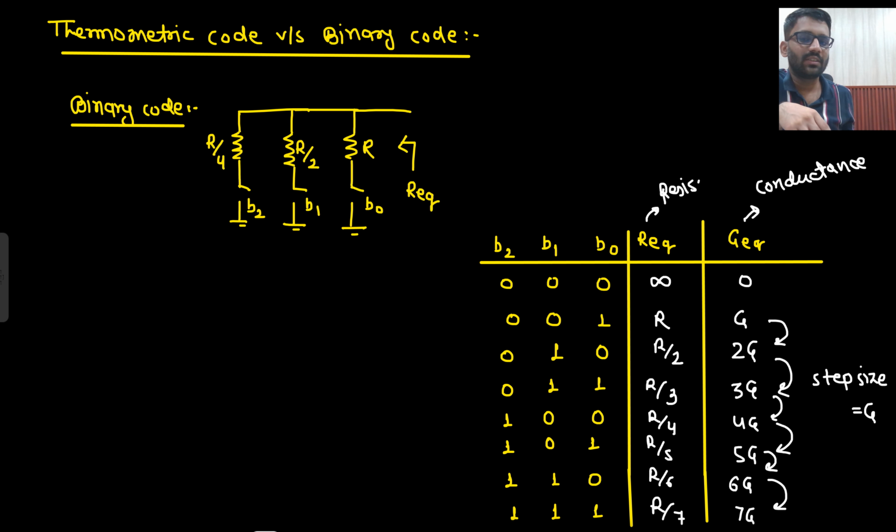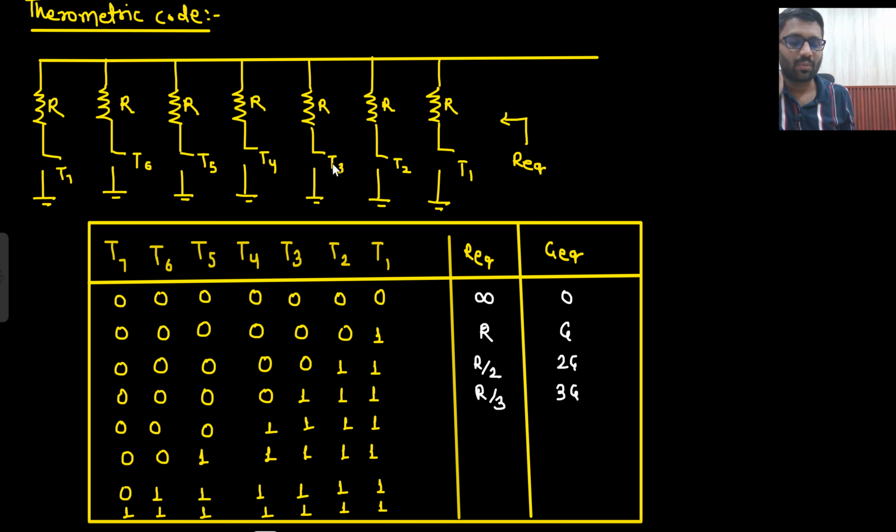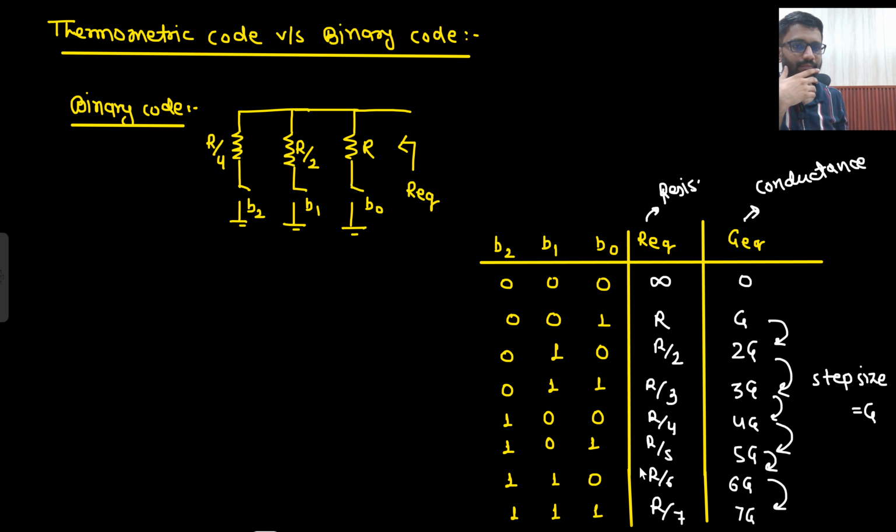If your design does not allow you to make R by 2 and R by 4, if you are not able to make R by 2 and R by 4, and you only have the resistance R, then you are going to use thermometric code, not binary code. Let's say in my design I need linear resistance. Sorry, I need linear transconductance. I need 0, G, 2G, 3G, 4G, 5G, 6G, 7G. This is what I need in my design. Somewhere I need this, and I only have the resistance R.